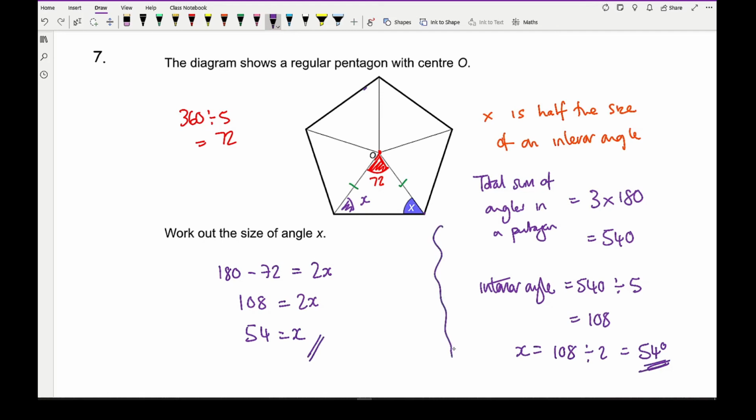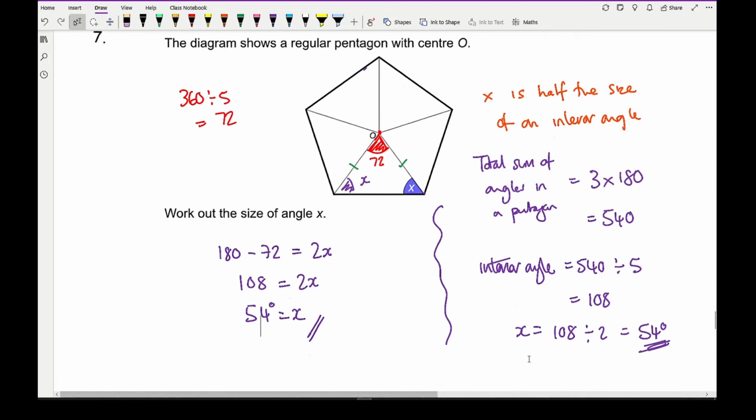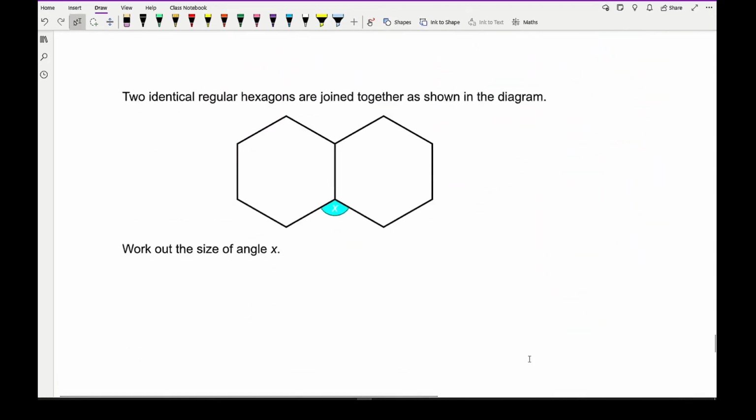So there may be more than one or different ways of working out these types of angles, but the answer, if correct, will definitely be the same. And it's always important that you do show your working out either on the diagram or by writing it down in steps. So let's have a look at our last example.